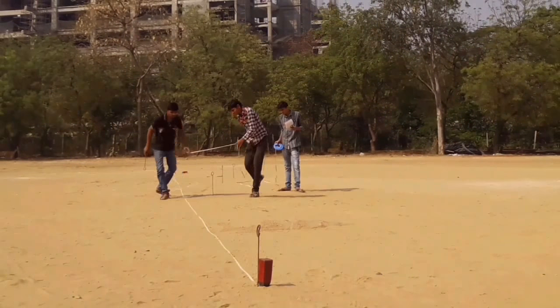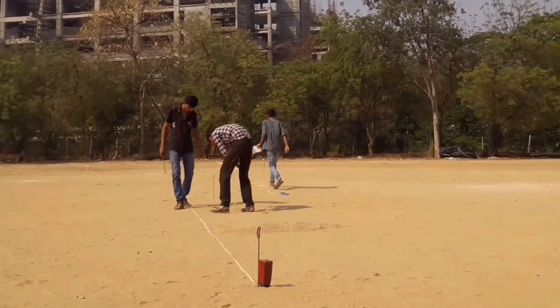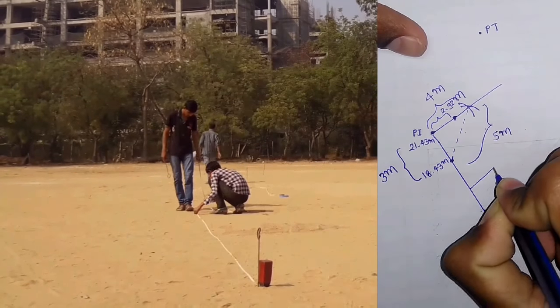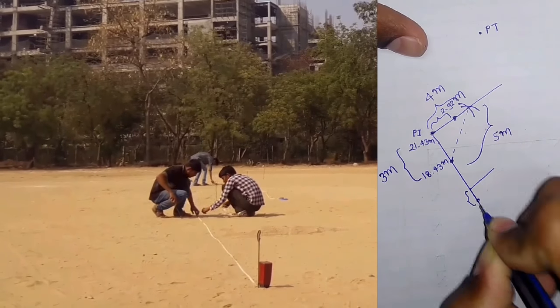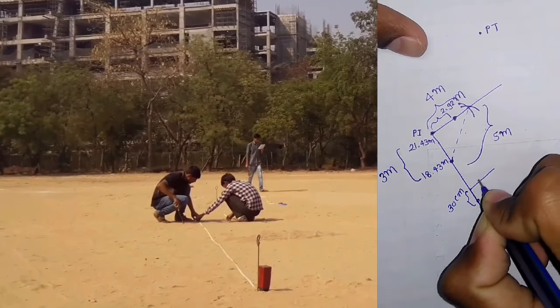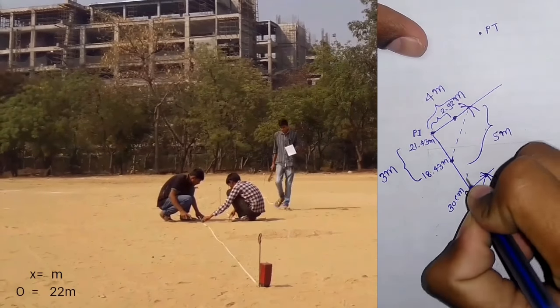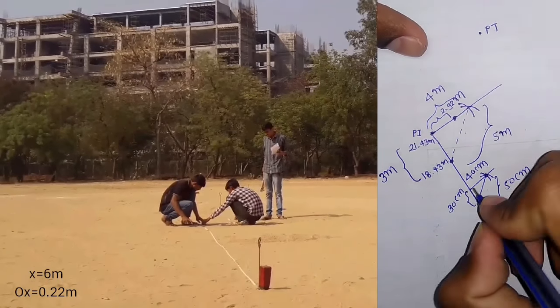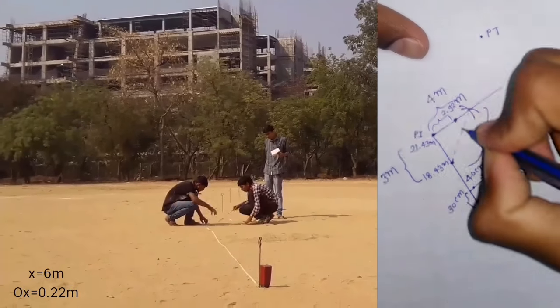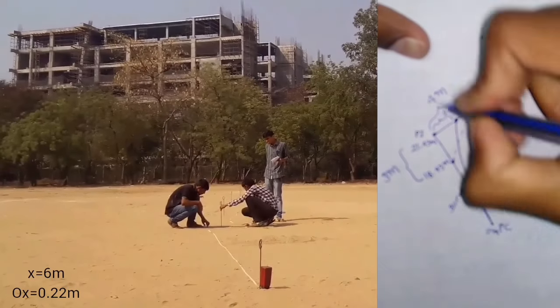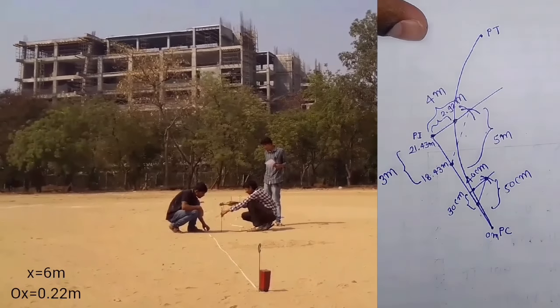Where the offset distance is very small, there we use a small triangle. Like at 6 meter, we keep the 0 of the tape at 6 and draw an arc of 40 cm. At 5.7 meter, we keep the 0 of the tape and draw an arc of 50 cm. Where both arcs meet, we lay our tape, measure the offset distance of 22 cm, and insert one arrow.